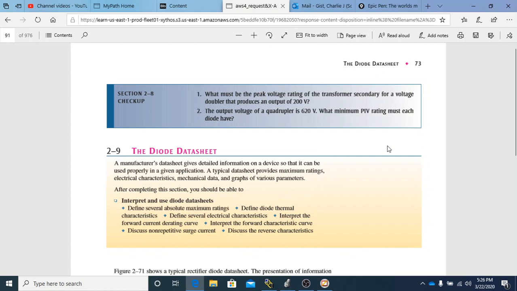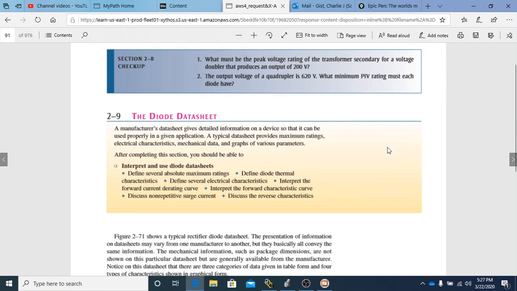In this lesson, I'm going to go over the Diode Datasheet. So I think we've looked at a couple of data sheets before when we were doing some labs, but this right here is in the text, and there's only a couple of pages on it. It's in 2-9, and it starts on page 73 in your text. So we all should know what a data sheet is.